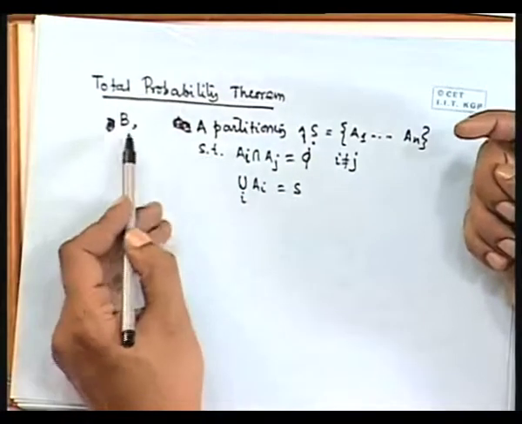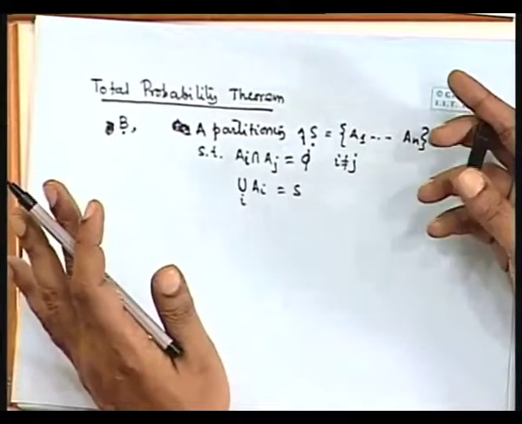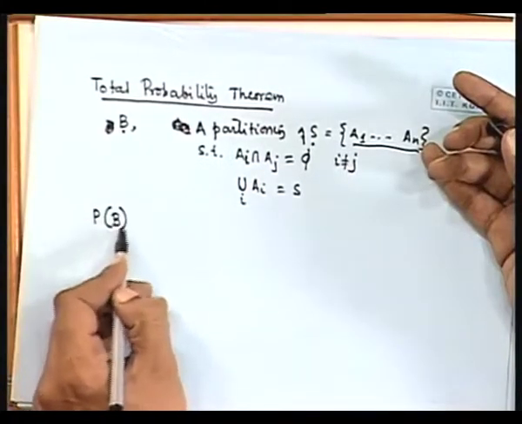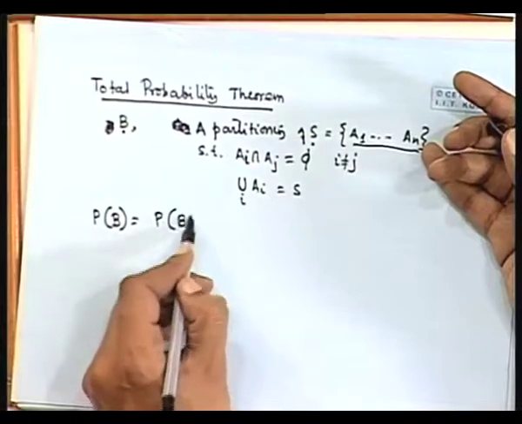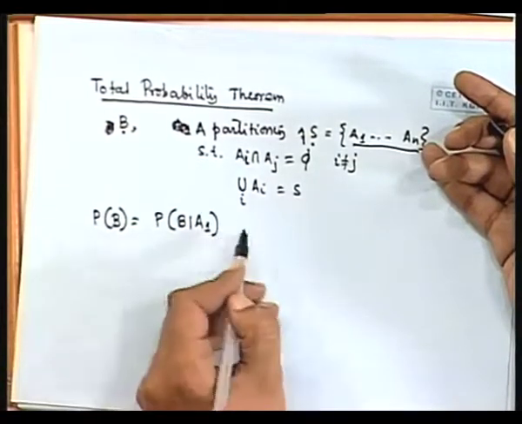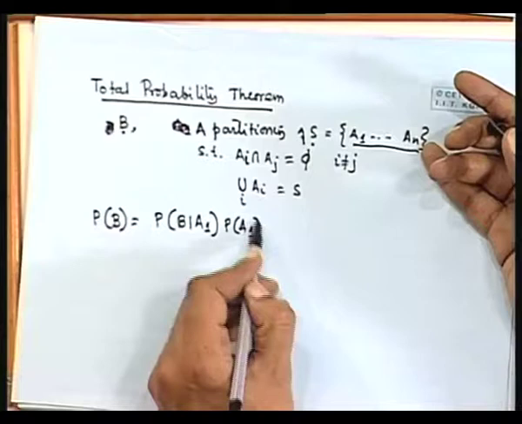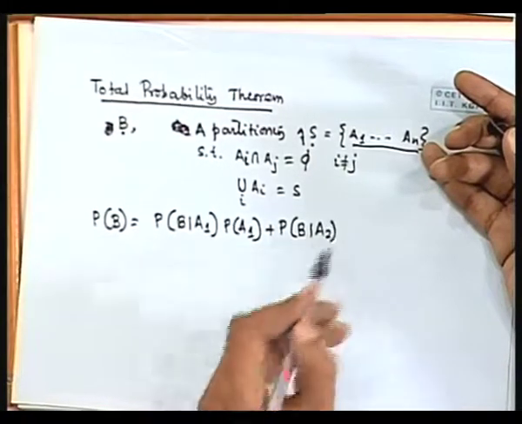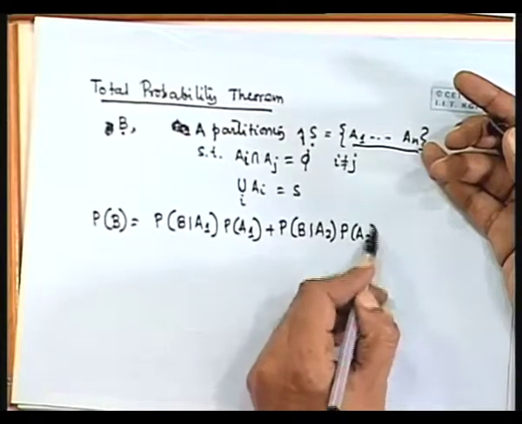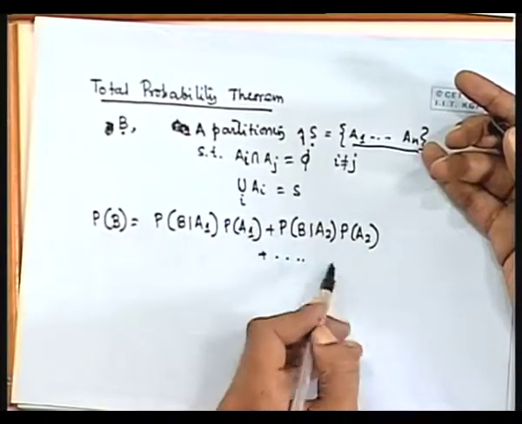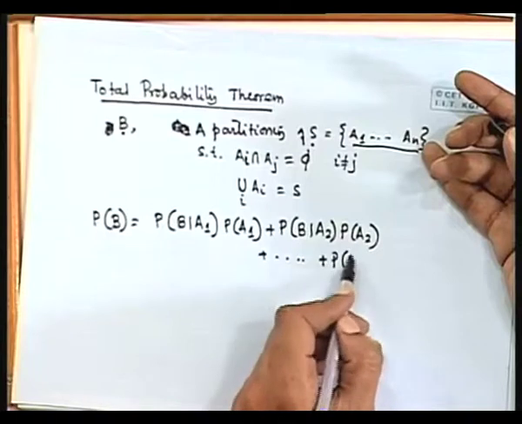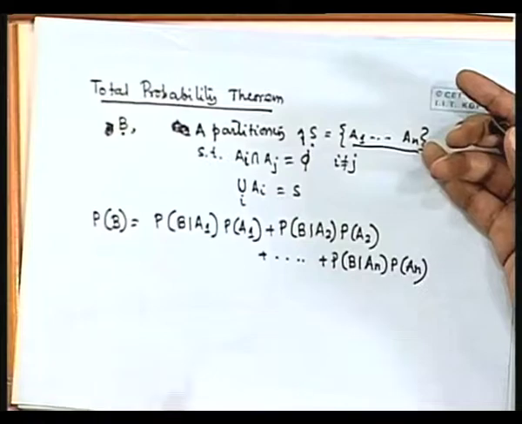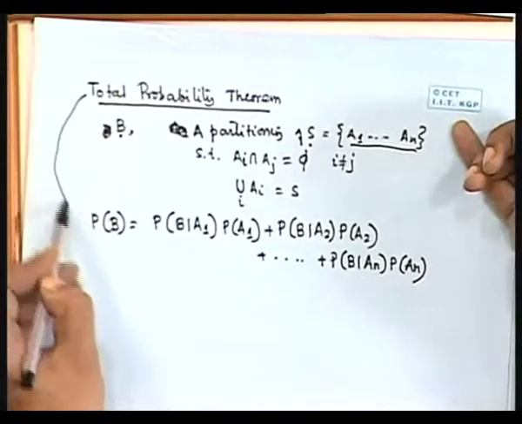So if you have any event B and a partitioning of S, then you can write that probability of B is equal to probability of B given A1 into probability of A1, plus probability of B given A2 into probability of A2, plus, in the finite case, probability of B given AN into probability of AN. This is called the total probability theorem.